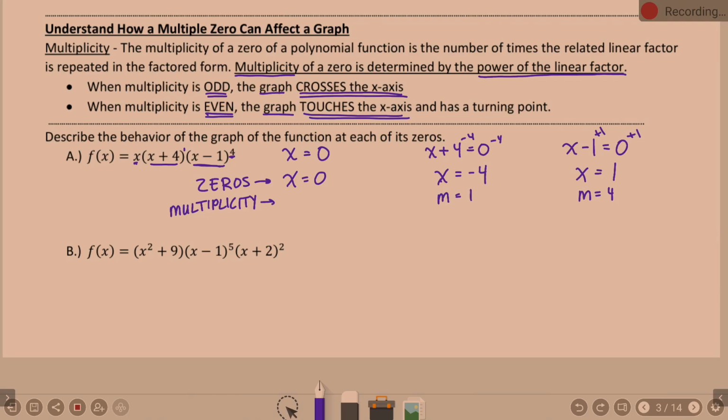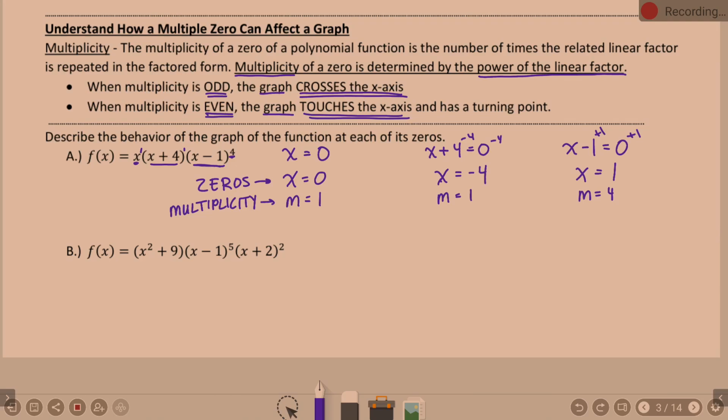And what about x equals 0? That came from where? Came from x. What's the power on that factor? Invisible 1 again, yes? So my multiplicities, you can't just say your multiplicities are 1, 1, and 4. You have to pair them with the specific zeros. Those are my multiplicities.